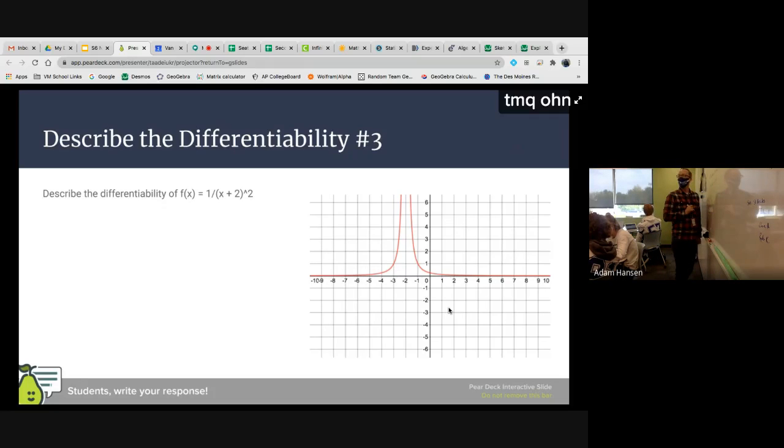Where is it not differentiable? At -2. So let's write those intervals. Differentiable on the interval -infinity to -2 and -2 to infinity. We know it's not differentiable at -2 for what reason? It's discontinuous. There's no point in the graph at -2 because it's undefined for x equals -2. So it's discontinuous at x equals -2.